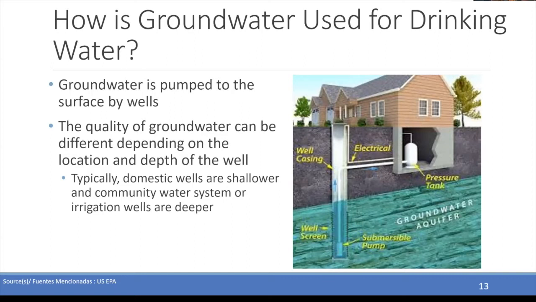There is a well casing which goes into the soil profile until it reaches the groundwater aquifer. All wells have a pump of some kind, as well as a well screen. There's an electrical component, which is how the pump operates, and a pressure tank, which maintains pressure so that water can be moved to the surface.